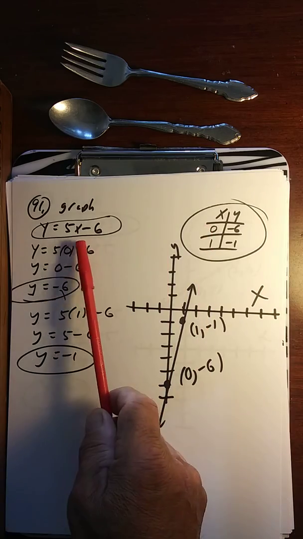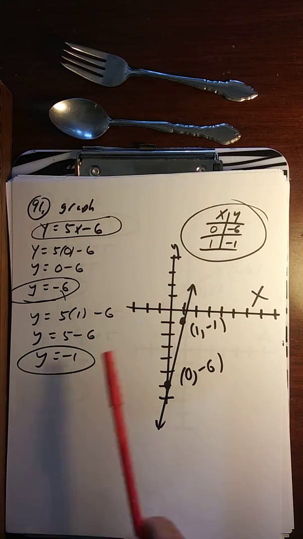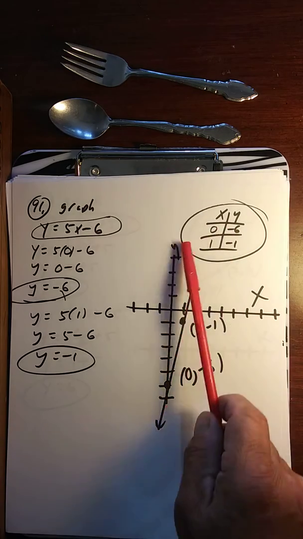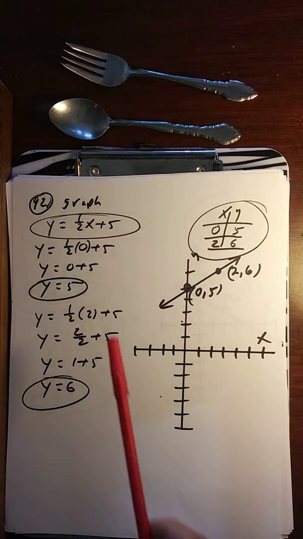Graph. Put a 0 in there. 5 times 0 is 0 minus that, negative 6. Put a 1. 5 times 1 is 5 minus 6, negative 1. So you have 0, negative 6, and 1 and negative 1. Connect the dots.